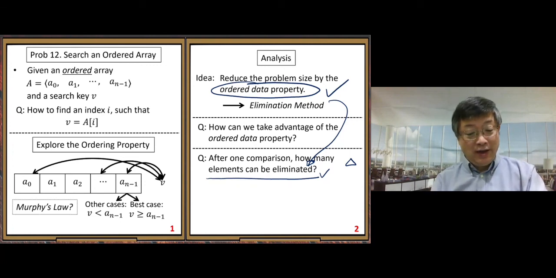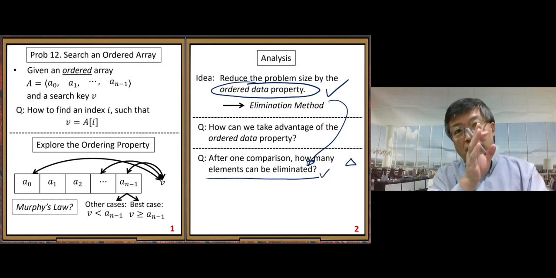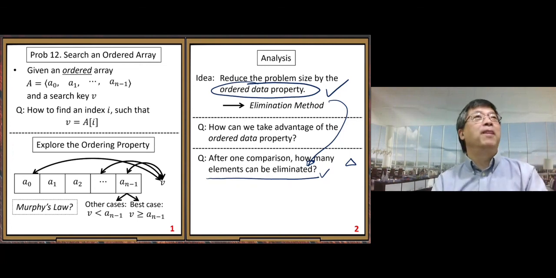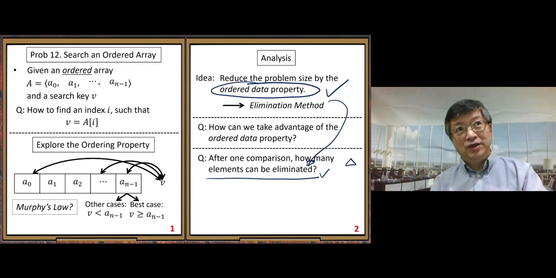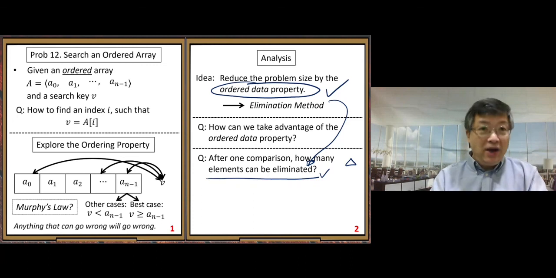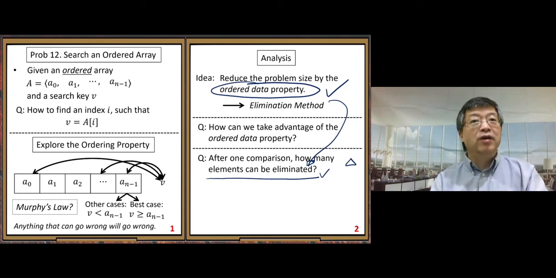Here I would like to mention Murphy's law. What is Murphy's law? Have you heard of that? Murphy's law uses one sentence to describe it: anything that can go wrong will go wrong.